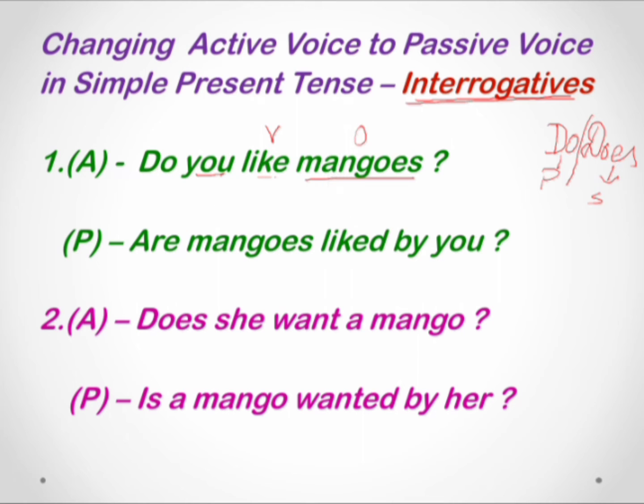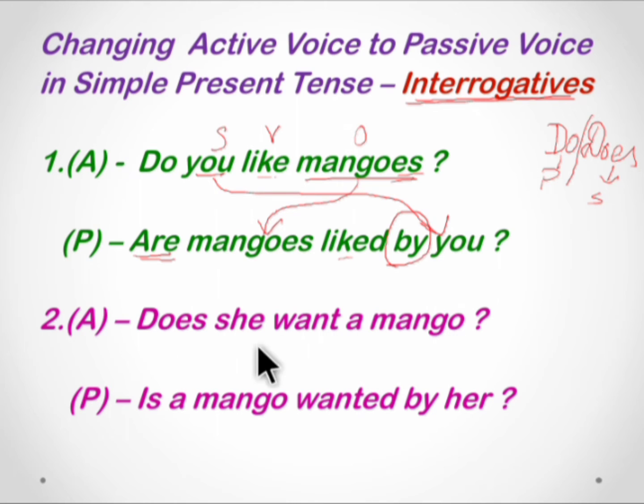Do you like mangoes? You is the subject. Now, since a question word, an auxiliary word, is used, we have to use an auxiliary word for the passive voice also. Now, mangoes is plural. Since it is plural, we use the plural be verb. The plural be verb is are. Are mangoes. Like will become liked, and you will become by you. We use by to denote the doer of the action.